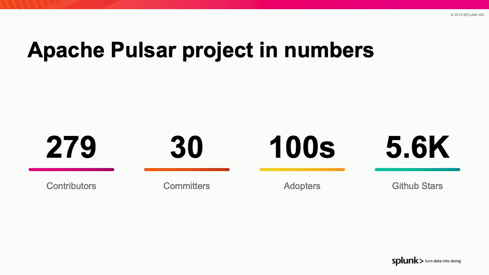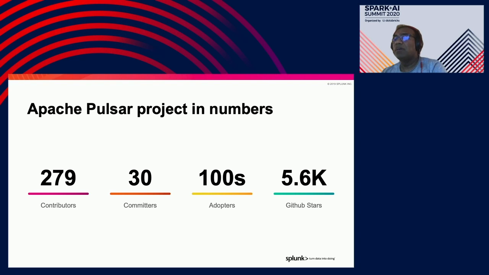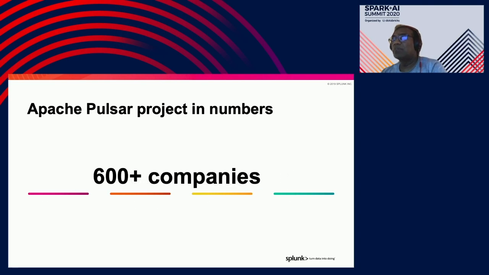Apache Pulsar is a completely open source project, originally developed at Yahoo and open sourced 3.5 years ago, and it has seen tremendous growth over the last 3 years. There are around 280 contributors so far on GitHub, and 30 full-time committers developing various features across different companies. There are hundreds of adopters, and the GitHub stars are getting very close to 6K. Over 600 companies have adopted Pulsar, and it's growing at a faster pace.